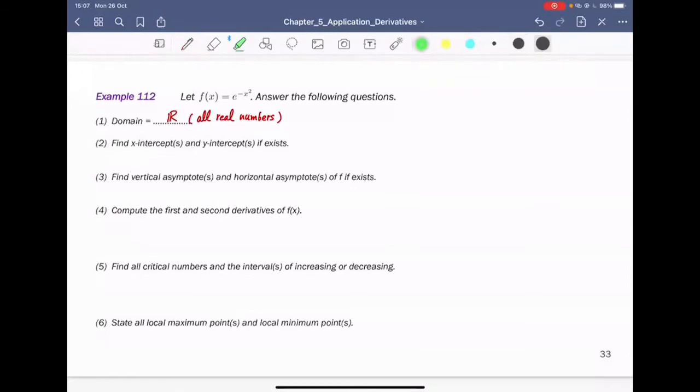So now we're gonna find the x-intercept and y-intercept. Again, if you want to find the x-intercept, you let y equal 0. When you let y equal 0, what you have is 0 equal to e to the negative x squared. Is it possible that e to the negative x squared equals 0? The answer is, it is impossible, right? Because e to the negative x squared is always positive, because the exponential function is always positive. So that means no x-intercept.